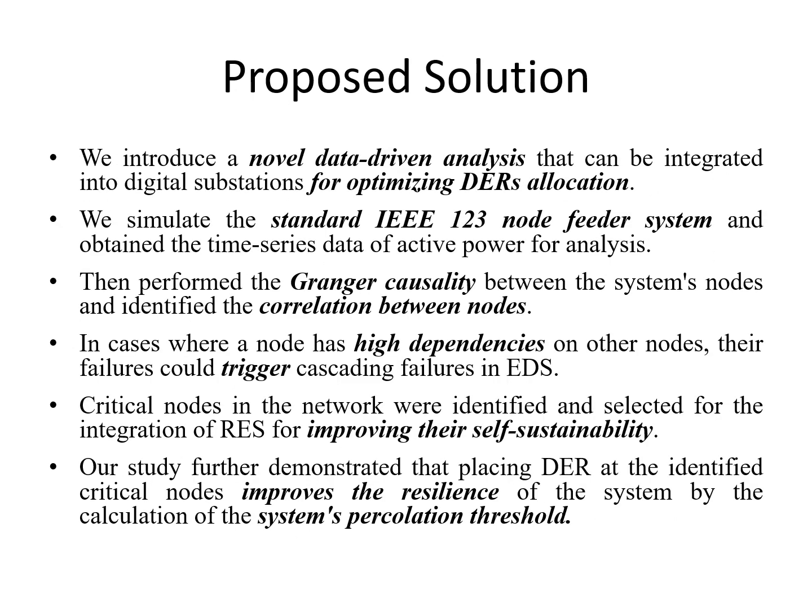In this work, we introduce a novel data-driven analysis that can be integrated into a digital substation for optimizing DR allocation and identification of critical nodes. For that, we have simulated the standard IEEE 123 node feeder system and obtained the time series data of active power flow among all the nodes. Then we perform the Granger causality between the system nodes and identify the correlation between the nodes. The nodes that have higher dependency on other nodes are considered the critical nodes of the system, because they can trigger cascading failures in the electrical distribution system.